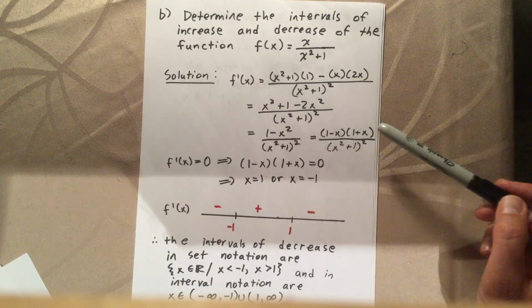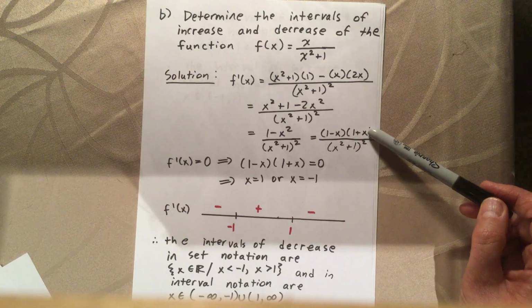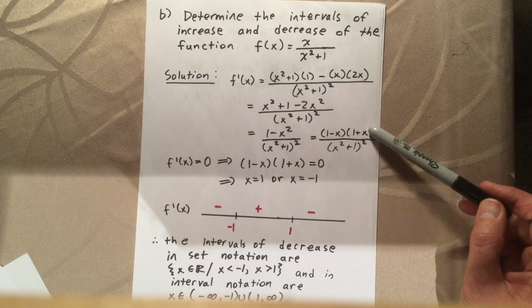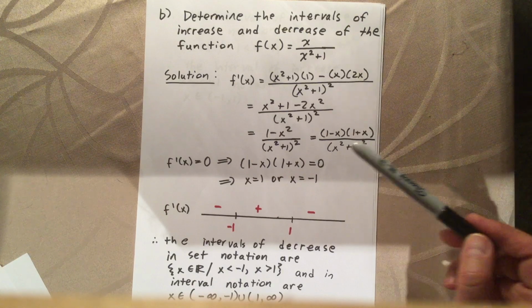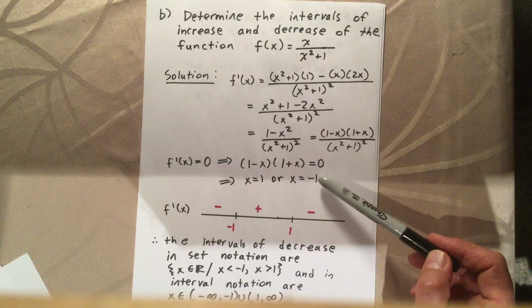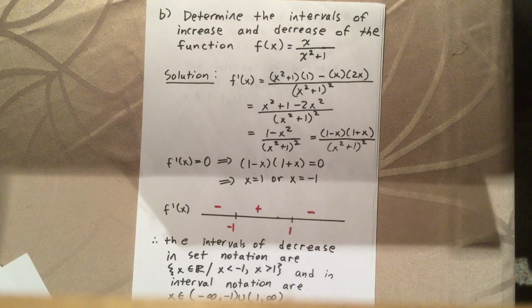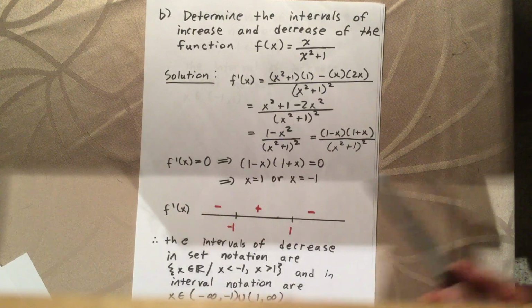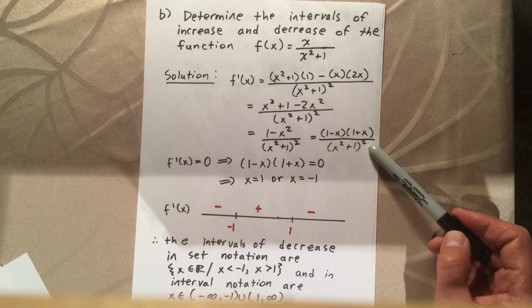And 1 minus x squared factors to 1 minus x times 1 plus x. And then that's all over x squared plus 1 quantity squared. We want to determine where this first derivative is equal to 0. If I set the first factor equal to 0 and the second factor equal to 0 independently, I get the values of x equals 1 or negative 1. So now I make an interval testing number line using f prime of x, which is given by this expression right here.